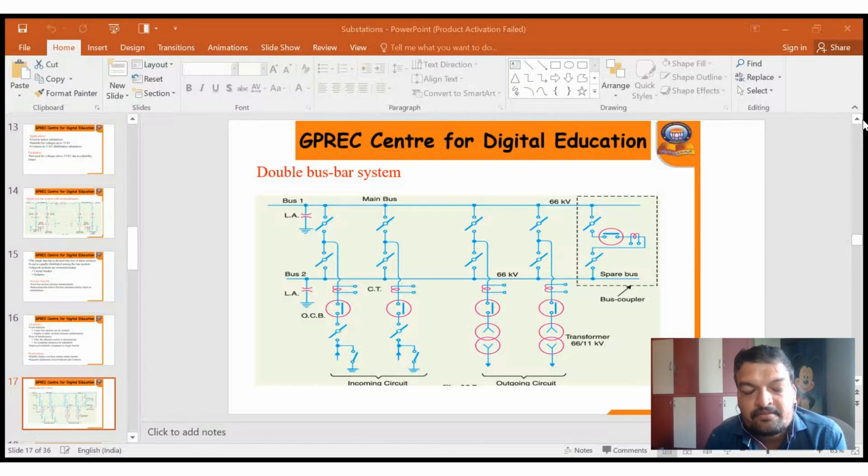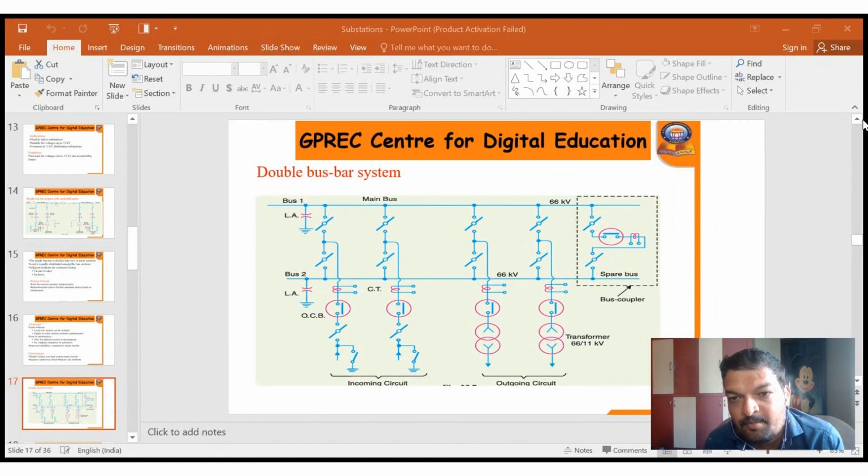Coming to the arrangement of bus bars, the third one is a double bus bar system. The name indicates that the double bus bar system contains two bus bars. One is called the main bus, and the other one is called the spare bus or duplicate bus. Generally, the double bus bar contains two bus bars.